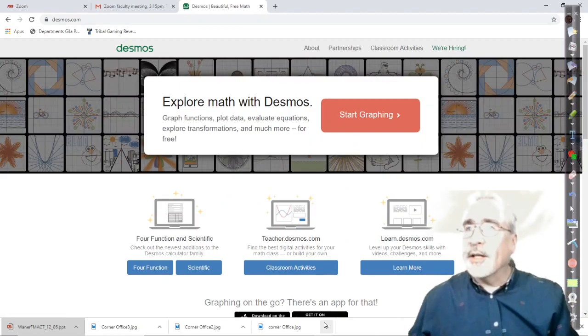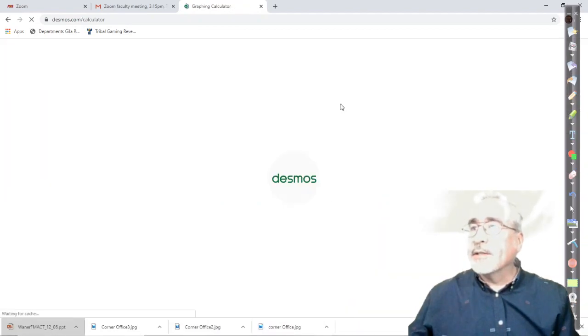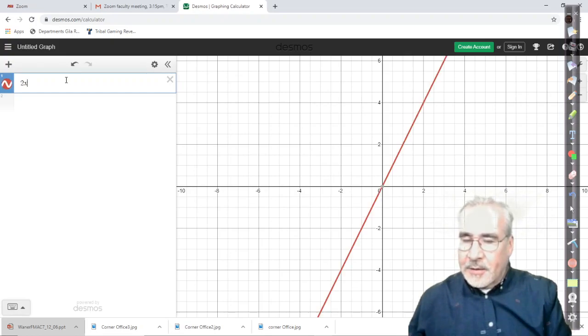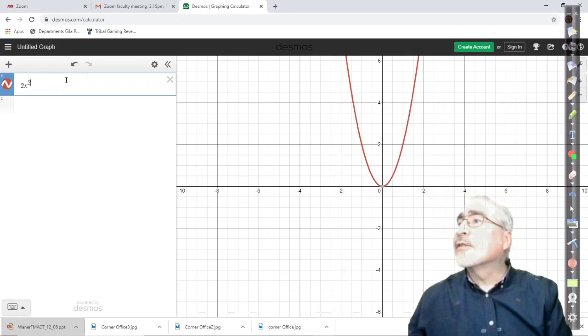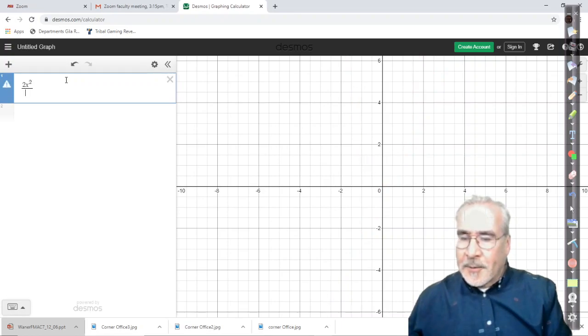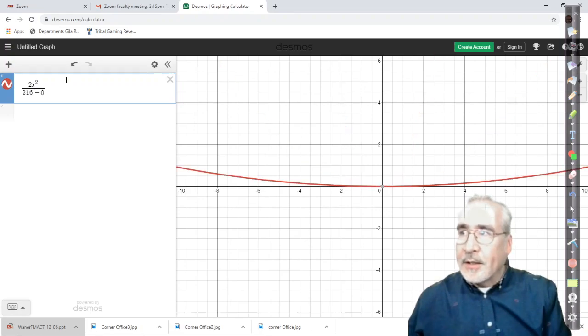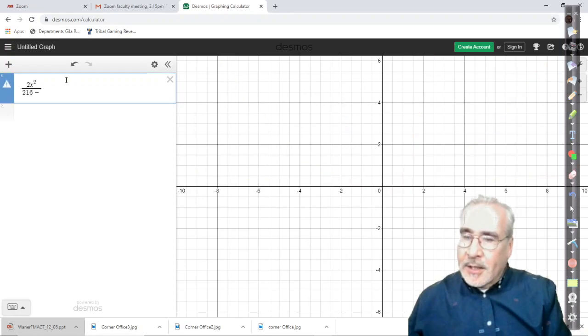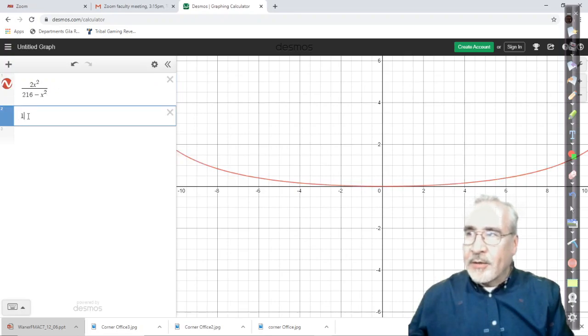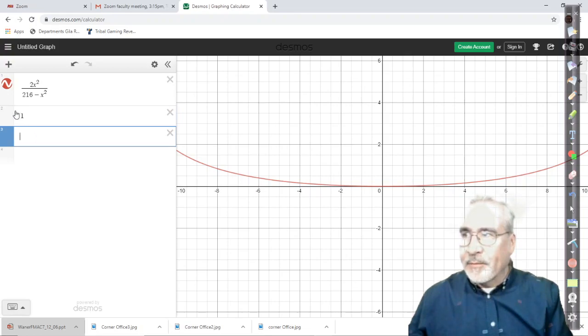Just to get a good start on this. So what was our function? Our function was 2x squared divided by 216 minus x squared. Okay, so that's our function, our first function, and we want to find where this is equal to 1. We'll do y equals 1.